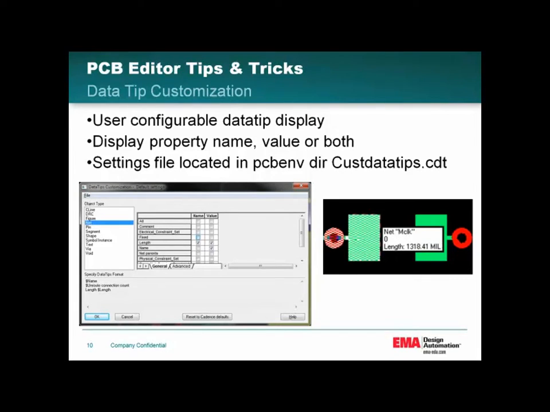Next item is what we call data tip customization. And this is a user configurable data tip display. You can display property name, value, or both. The settings are located in your PCB ENV directory, and it's contained in a configuration file called customdatatips.cdt. So whenever you make changes to these settings in this panel, it writes it to this file right here in your PCB ENV file.